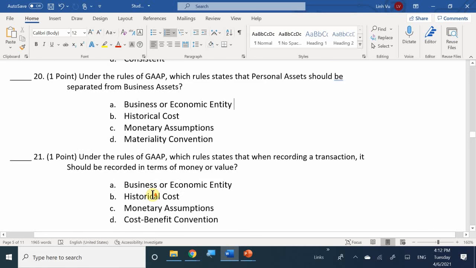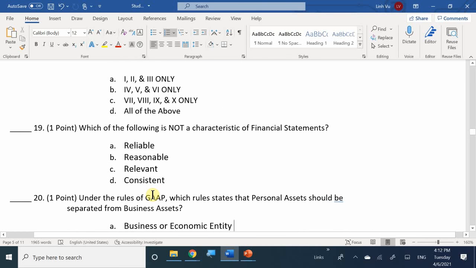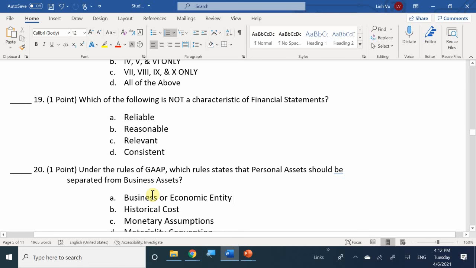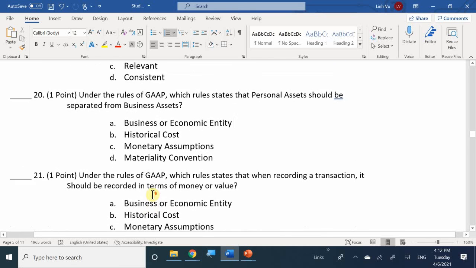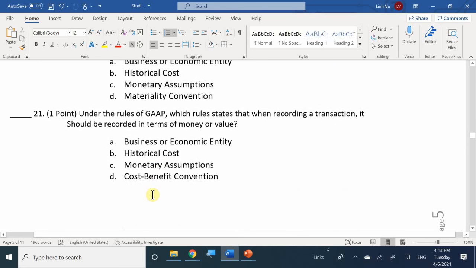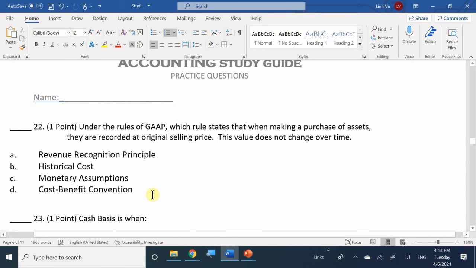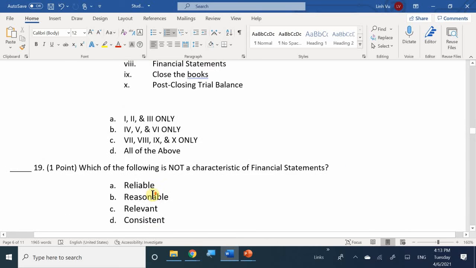What was number 19 again? I'm sorry. Number 19 is A, business and economic. Oh, 19. Oh, I'm so sorry. It's B, reasonable. Okay. I will post the answers to this when we complete it on Wednesday. And you said 20 was A? 20 was A, yes, business or economic entity. Okay. 21 is C, monetary assumption. And 18 was all of the above, correct? Yes.